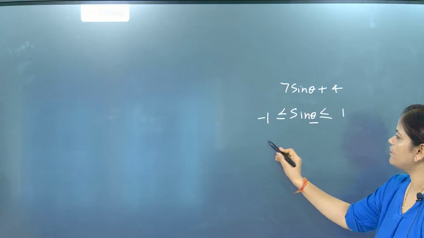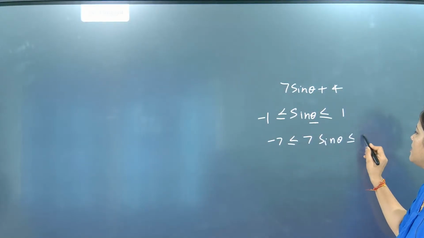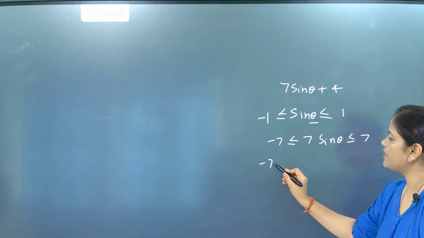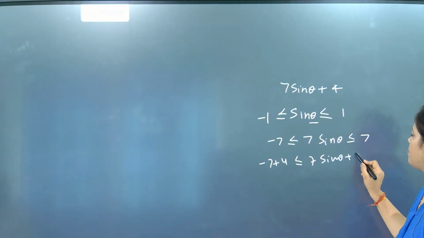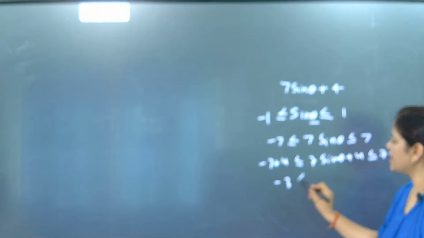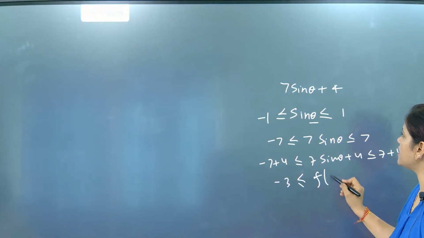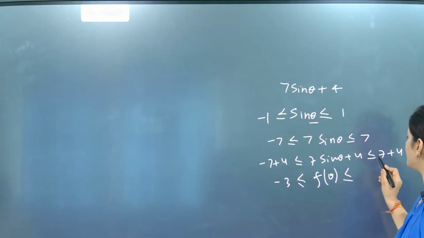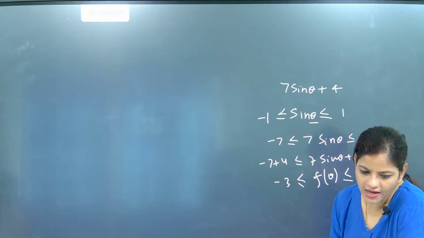So here 7. First multiply it with 7. Now it will become 7 sine theta and it is coming as 7. Now add plus 4. Just 4 addition is needed. Plus 4, so it is coming as minus 3. 7 sine theta, directly we can write it as f of theta. And here it will become 7 plus 4, 11. So minus 3 and 11.